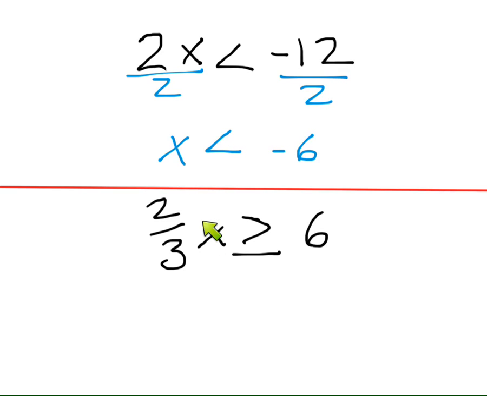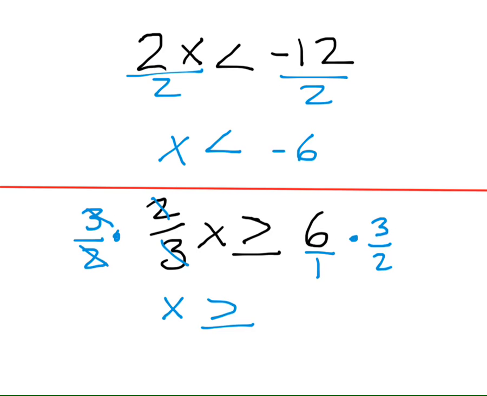Then the last one down here, when you have 2/3 times x, you need to undo that multiplication. You're going to divide both sides by 2/3, but dividing by a fraction is the same thing as multiplying by its reciprocal, flip. So whenever you have a fraction out here, you can multiply by the reciprocal there, multiply by the reciprocal there. I can put that over 1. So that's 3 divided by 3, 2 divided by 2. That means it's going to leave me with x there. I didn't multiply by negative, I multiplied by positive, so sign stays the same. 6 times 3 is 18. 1 times 2 is 2. So my answer is going to be x is greater than or equal to 9.